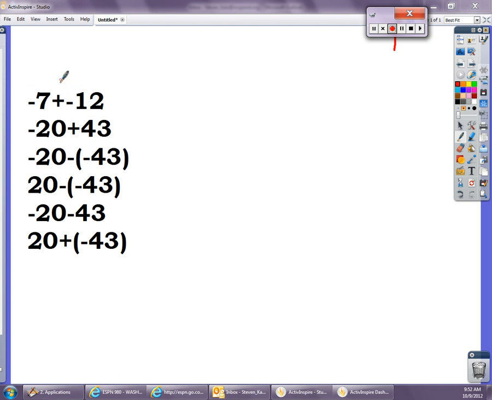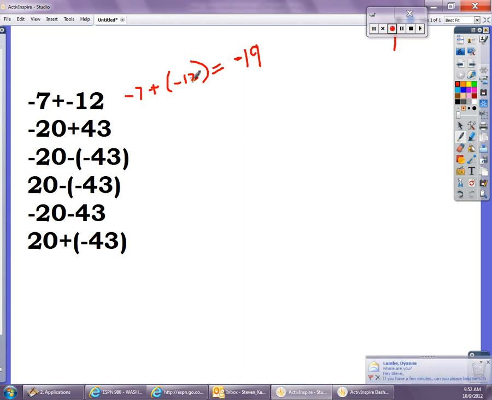Here you have an addition problem. You don't have to change anything. You just have -7 plus another more negative. So we've learned that when you have a negative plus more negative, you just add them. And you get 19, and it's -19 because you have a negative, and you're adding more negatives to it. This one, -20 plus 43.